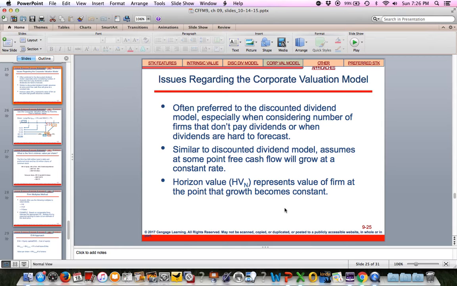It's similar to a discounted dividend model, and it basically assumes that at some point free cash flows will grow at a constant rate. We have what we call the horizon value, which represents the value of a firm at the point that growth becomes constant. So we have to put in some assumptions, which means it's hard for anybody to nail this number down to an exact number because there's always estimates that we have to put into these. And again, different reasonable people could have very different reasonable assumptions about what those estimates should be.